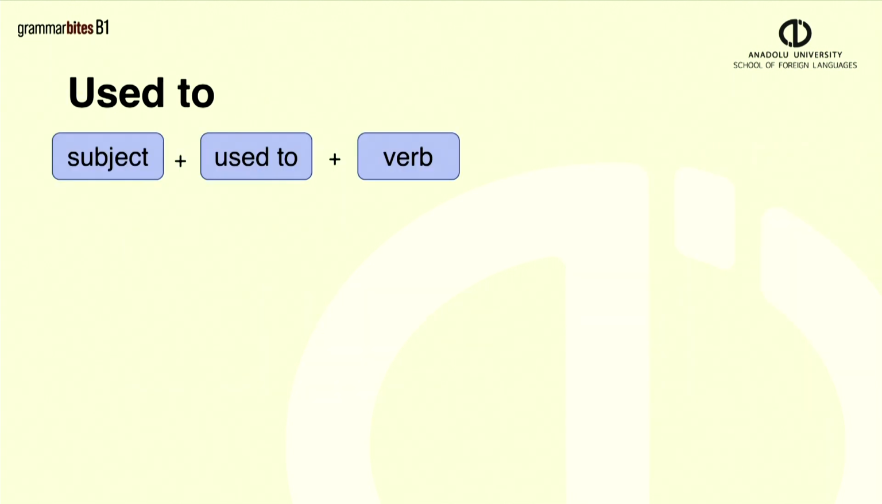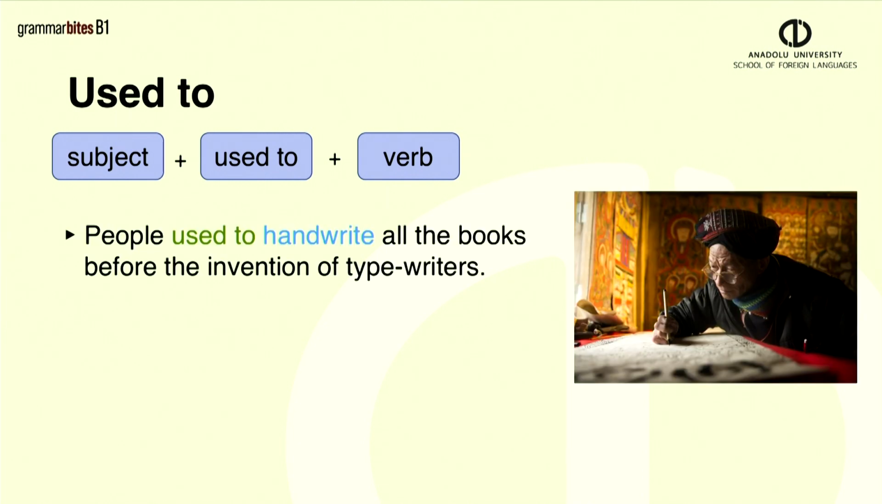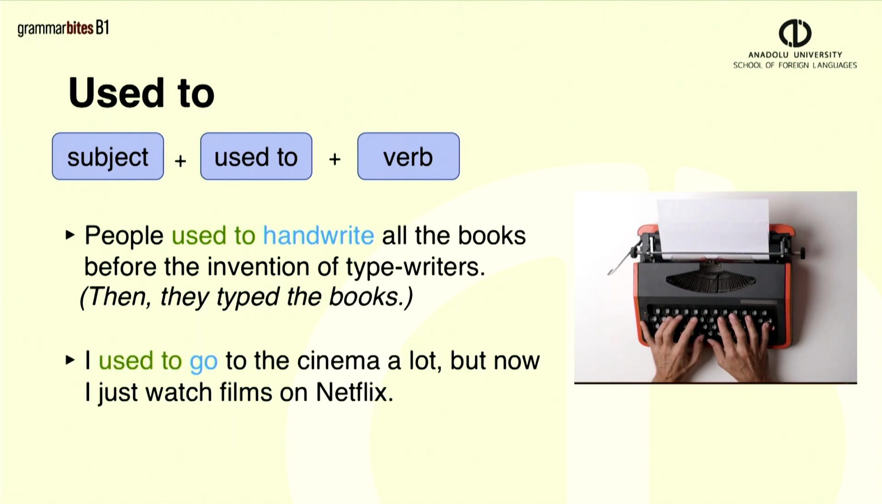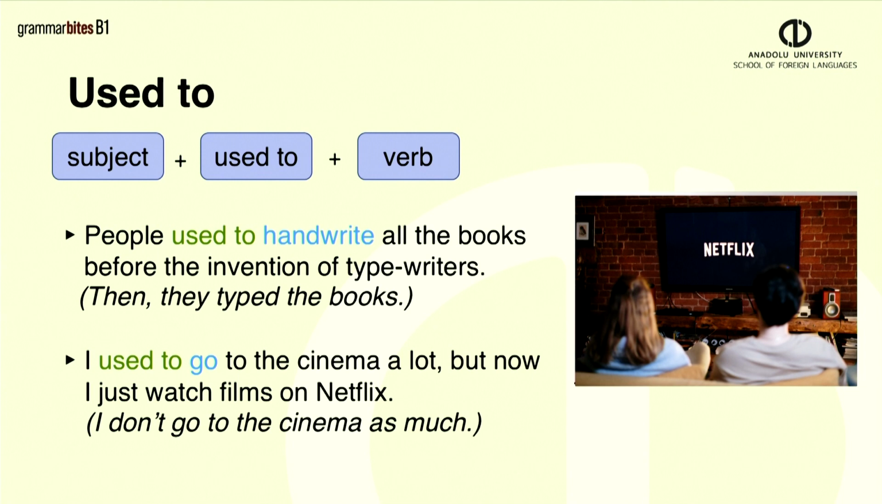Use the formula subject plus used to plus verb 1 to make sentences with all subjects. For example, people used to handwrite all the books before the invention of typewriters. That means then they typed the books. I used to go to the cinema a lot, but now I just watch films on Netflix. That means I don't go to the cinema as much.